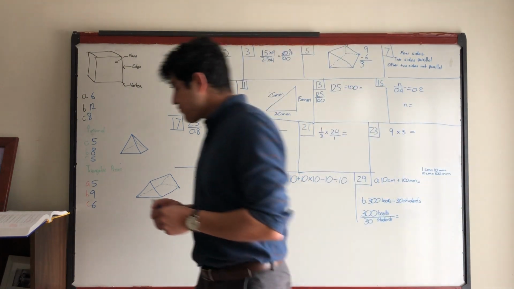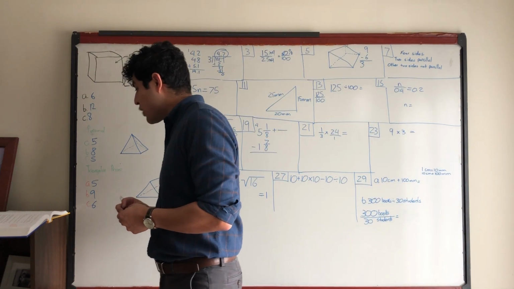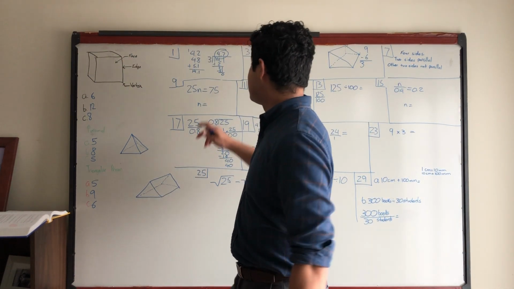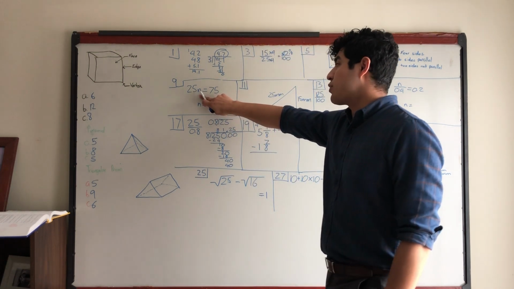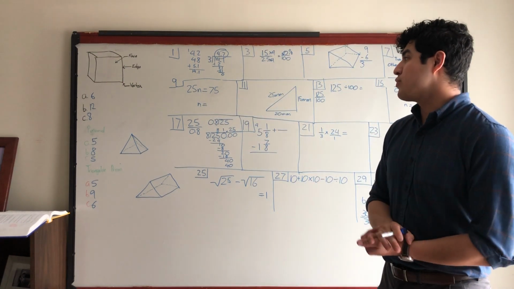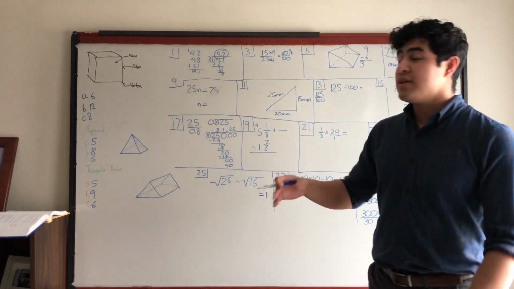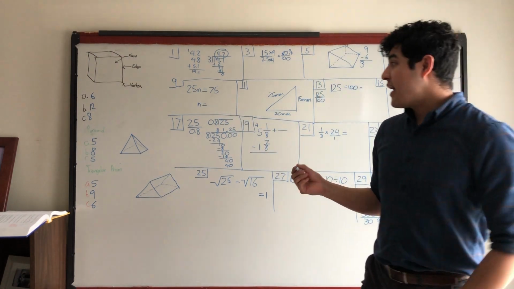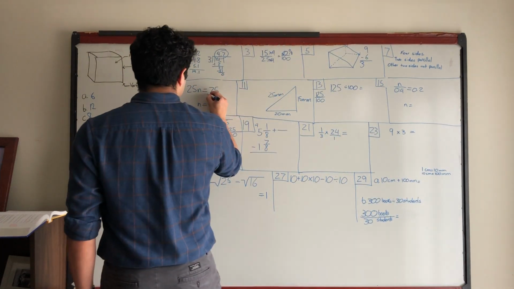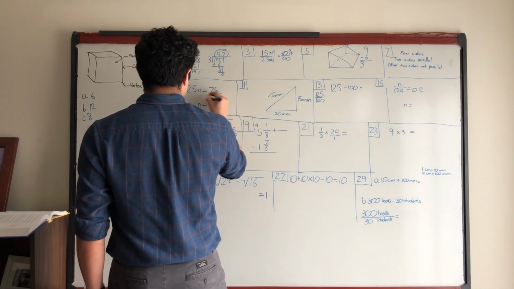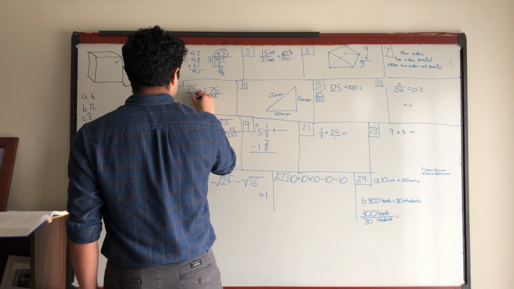All right, number 9. We have 25n equals 75. Okay, so here we're missing a factor in our multiplication problem. 25 times what equals 75? To find it, we need to divide the product by the known factor. Okay, so we divide it.